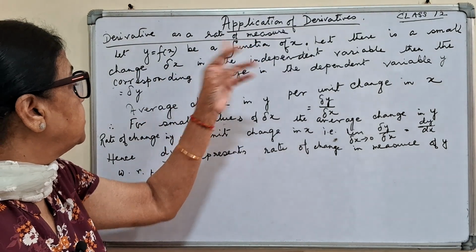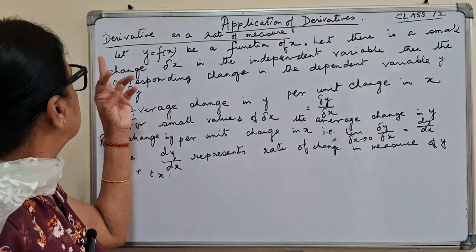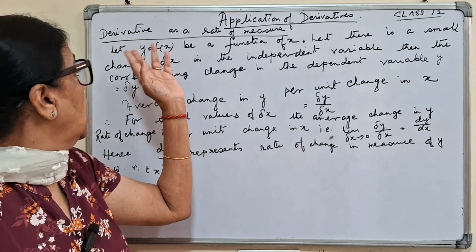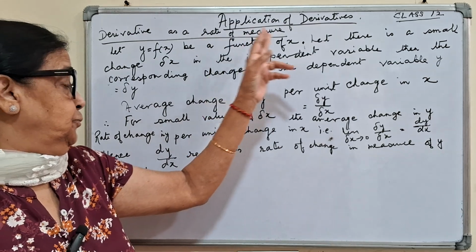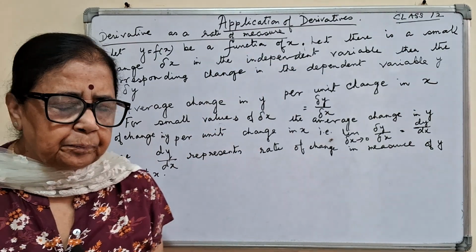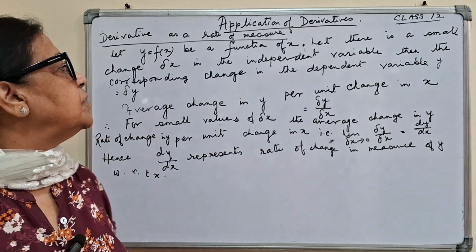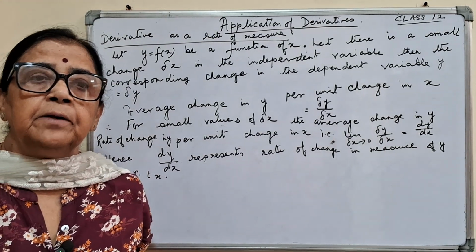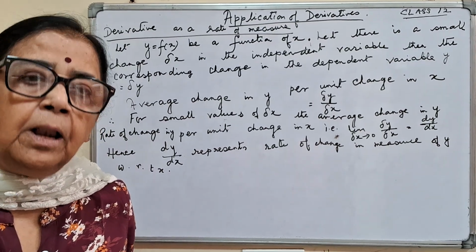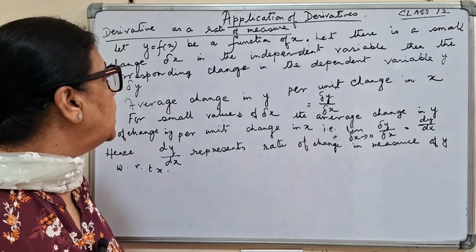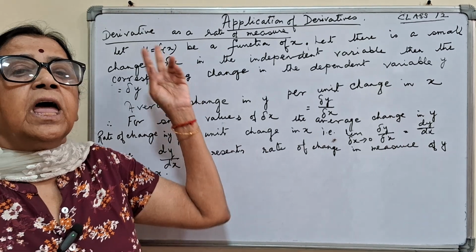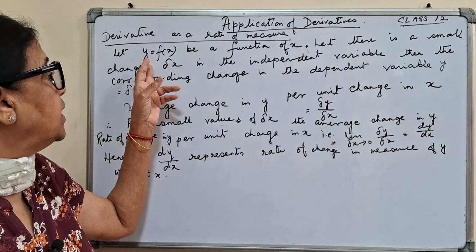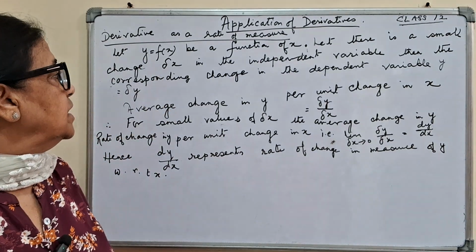Application of derivatives. Now, the derivative as a rate of measure. Suppose y is equal to f(x), a function of x. Here, which is the independent variable and which is the dependent variable? x is the independent variable and y is the dependent variable. As x increases or decreases, y also increases or decreases, the same thing with the relation.